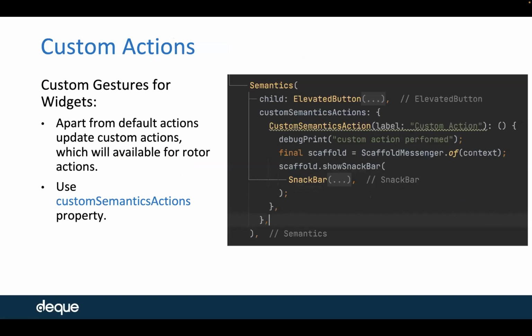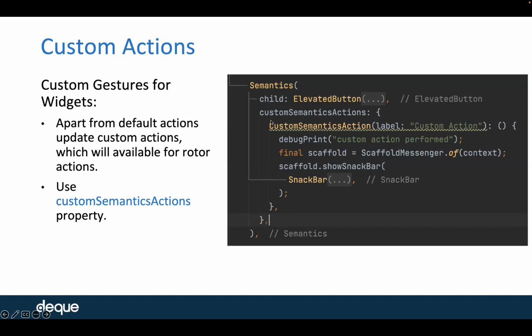Custom actions. So tap to sound is there. Here, that is an elevated button, tap to sound. I have some default action, and I'm taking this button under the semantics widget and adding custom semantic actions. We can add more than one action as custom semantic actions. Each custom semantic action has one label, which is the button name, and a closure block. In the block, we can implement whatever functionality we need. For demo purposes, I am adding a snack bar, which we can call a tooltip. So whenever the user clicks on this, a tooltip will come.